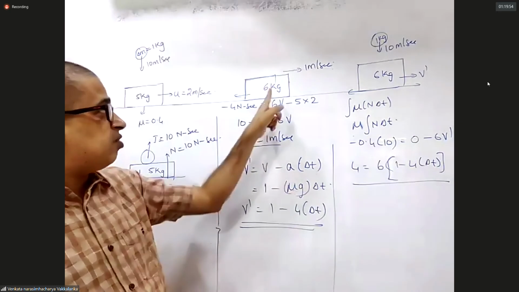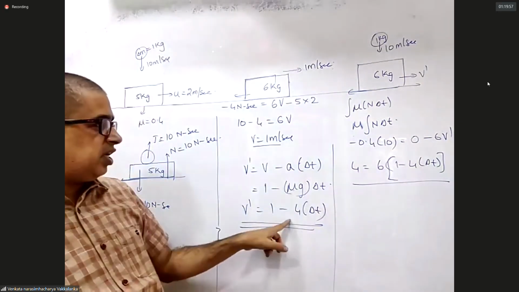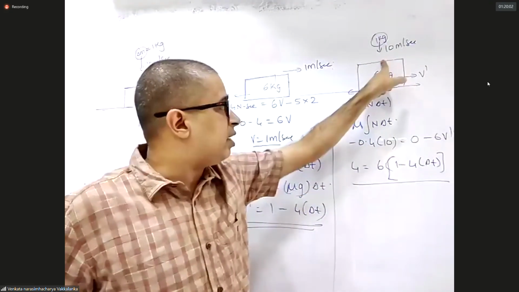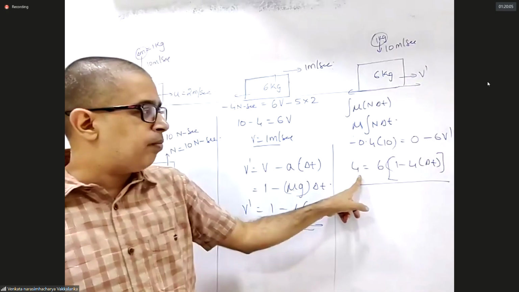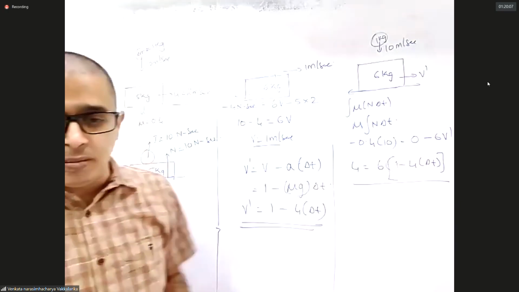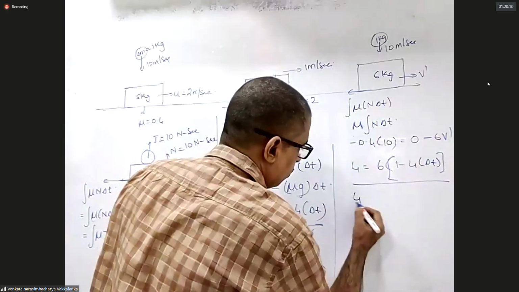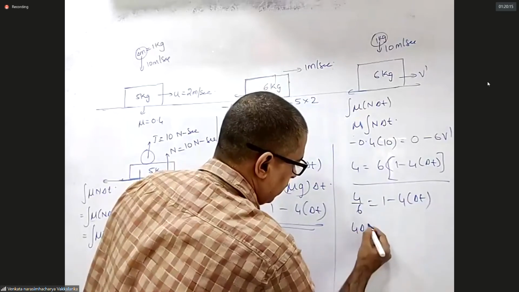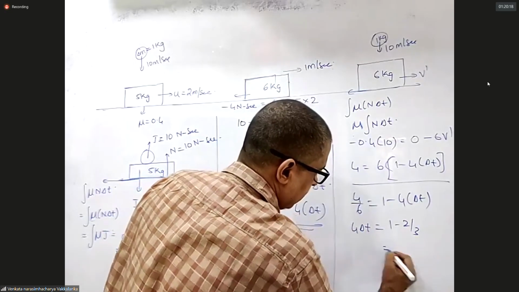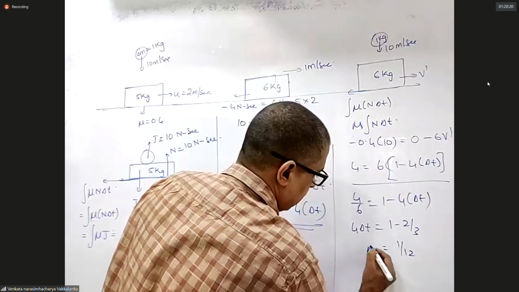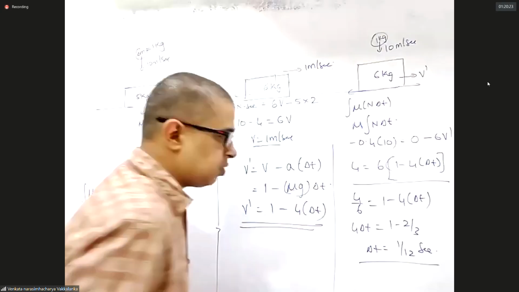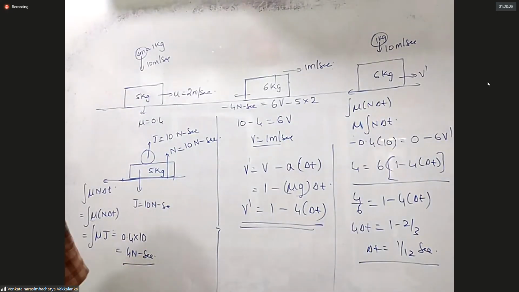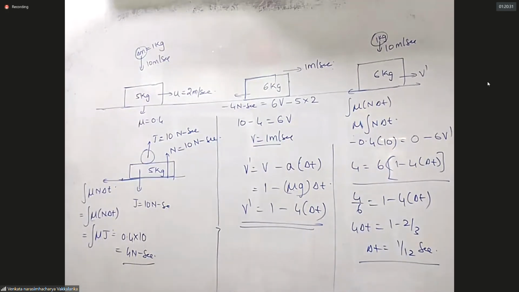Now, what is this V dash? From here till here, because of friction, the velocity decreased from 1 to a value called 1 minus 4 delta T. But when the second time the block falls, it comes to rest. The impulsive force is sufficient to produce a change in momentum, and hence 4 by 6 is 1 minus 4 into delta T. 4 into delta T is 1 minus 2 by 3. So 1 by 12 seconds is delta T. I think there is a misprint there as 1 by 2. It is 1 by 12 as the answer.